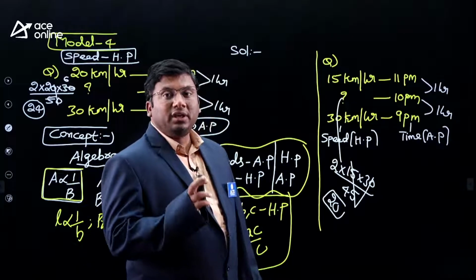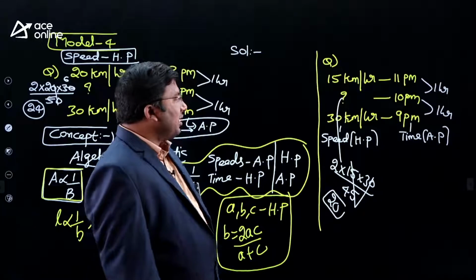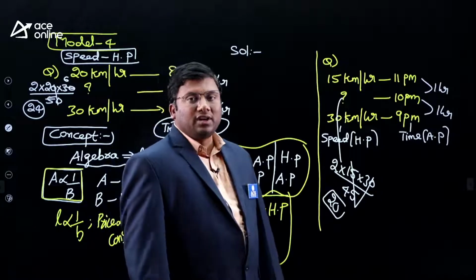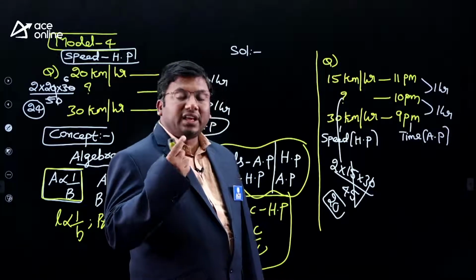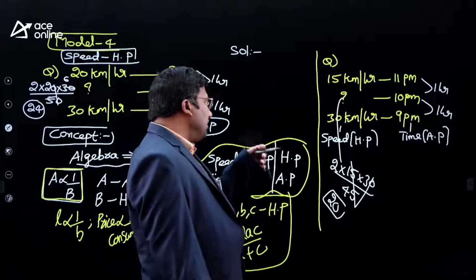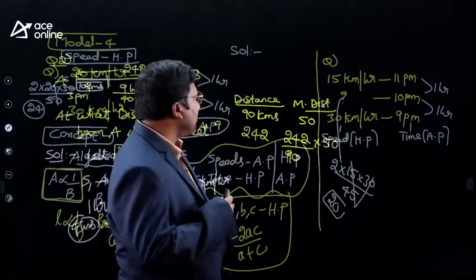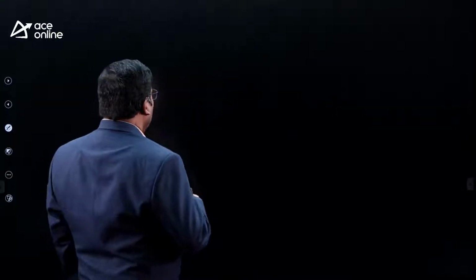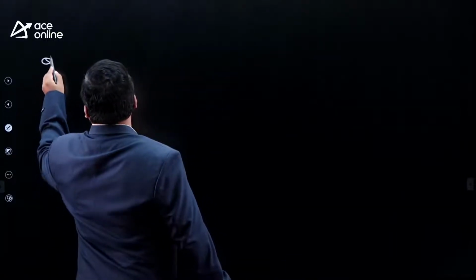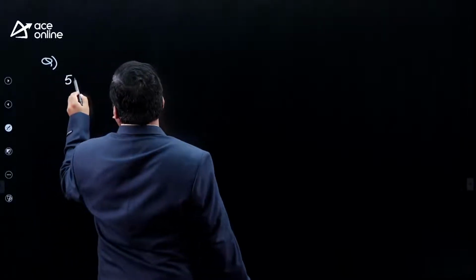9 p.m., 10 p.m., gap is 1 hour. 10 p.m., 11 p.m., gap is 1 hour. If the time period gap is the same, time is said to be in arithmetic progression. That means speed is said to be in harmonic progression. Idea clear? Next one. 2 more questions we will solve. These are all easy questions. The only thing is, you have to understand it.